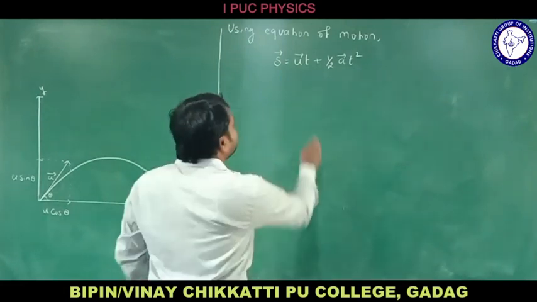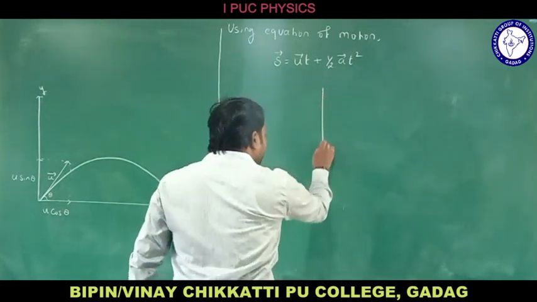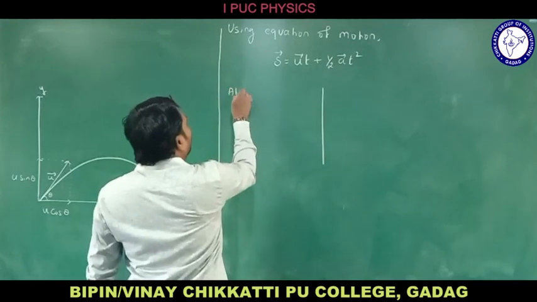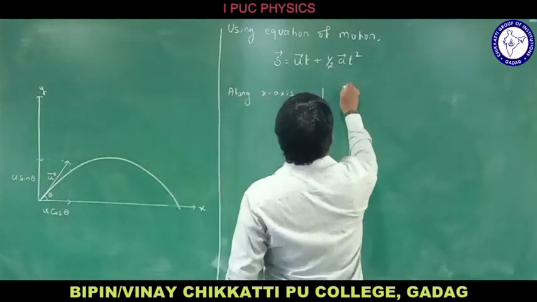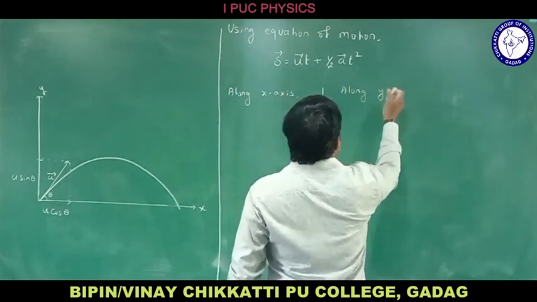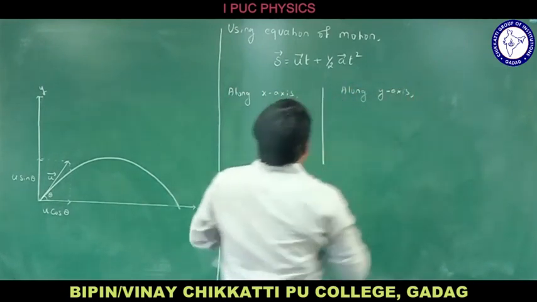Let me take like this, let me split this. Let me write, this is along which axis? Along x axis. Let me take like this, this is along which axis? Now here, along y axis. Why did I take two axes?